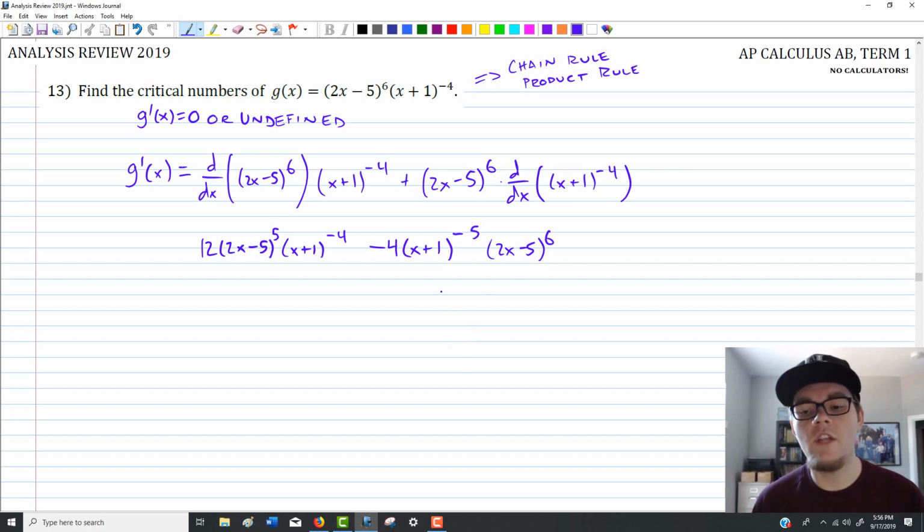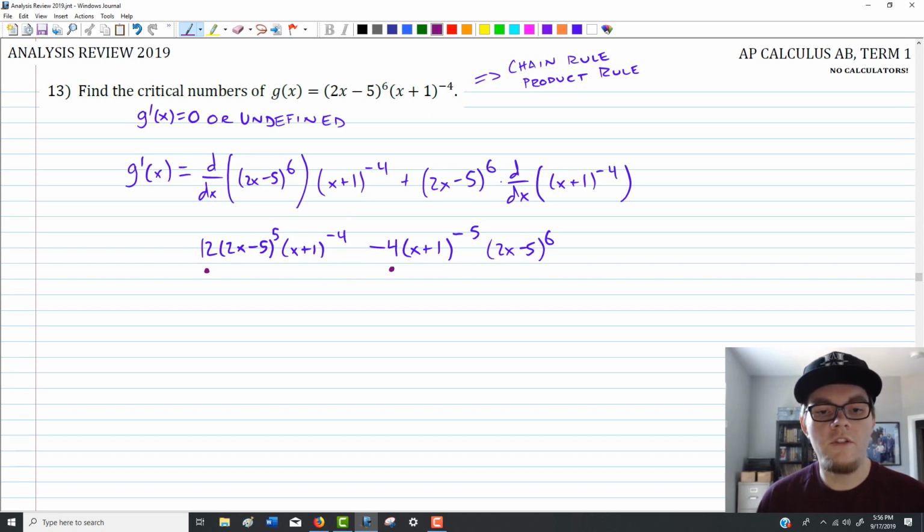Of course, this is great. It's a huge start. We used the chain rule and product rule both at the same time. Good job, us. But what we haven't done is anything that gets us closer to those critical numbers. We need to figure out where this function's derivative is 0 or undefined. So in order to do that, we need to start to pull out GCFs.